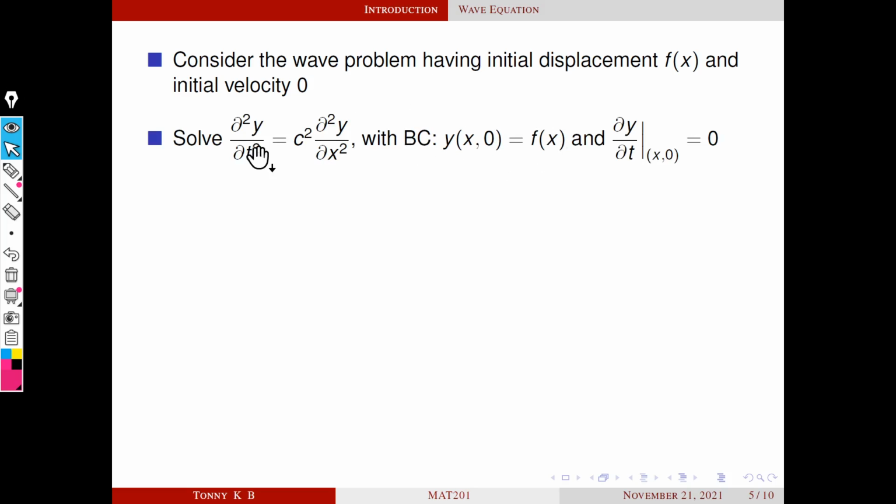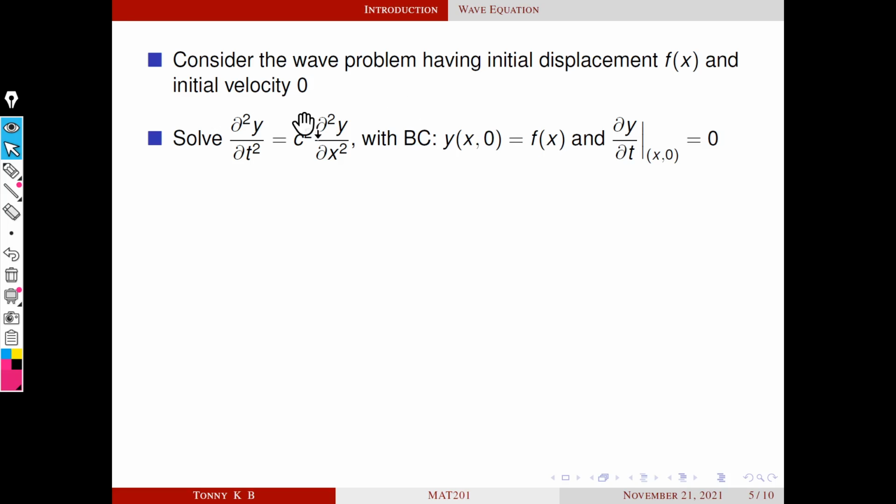Mathematically this becomes: solve ∂²y/∂t² = c² ∂²y/∂x², because we know the solution of the wave problem, that is the displacement. That displacement satisfies this wave equation, and we have two initial conditions. What is the initial condition? The initial shape is f(x), that means y(x,0) = f(x). Here time is always 0. Whatever the x, y(x,0) = f(x), that means the initial shape is f(x).